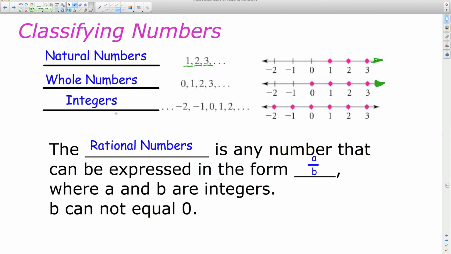Now the integers are the whole numbers and their opposites, meaning 1 and -1, 2 and -2, 3 and -3, and so on, again indicated by these 3 dots. And in both of these cases, these arrows should be bolded to indicate that that goes on forever on the number line.